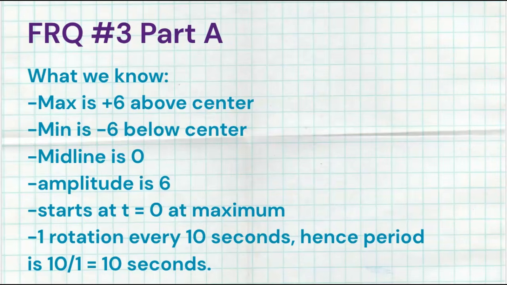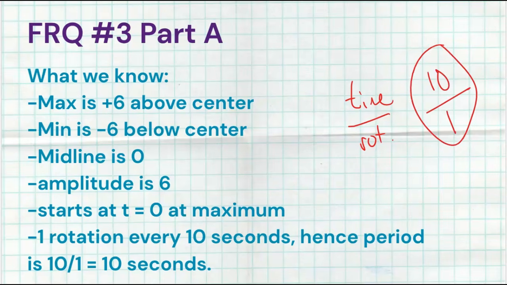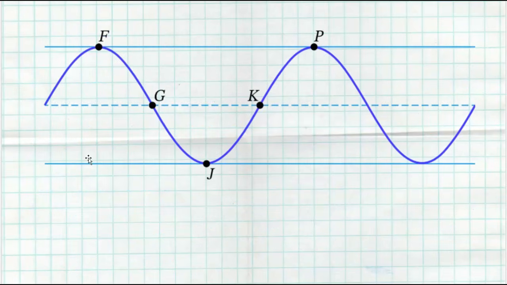And the other important piece of information is that we start at time t equals 0 at the max. That allows me to know where I need to start that 0. And then finally, the period. We were told 1 rotation every 10 seconds. And remember, period is always time over rotations. So if we have 10 seconds for 1 rotation, then boom, our period is 10 seconds, which actually makes this question really, really simple. All right, so let's start taking a look at how we're going to create this graph.